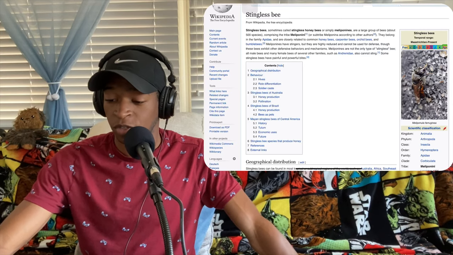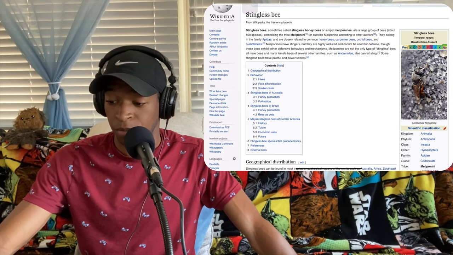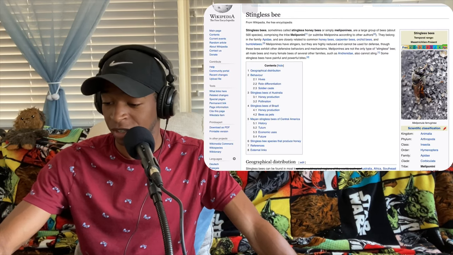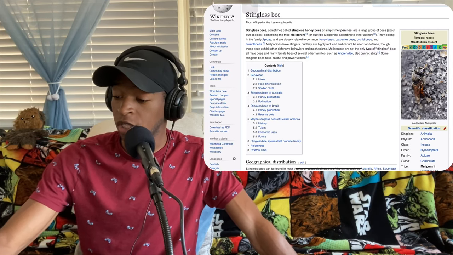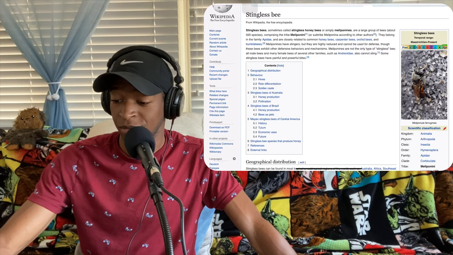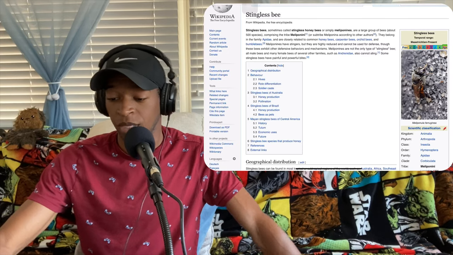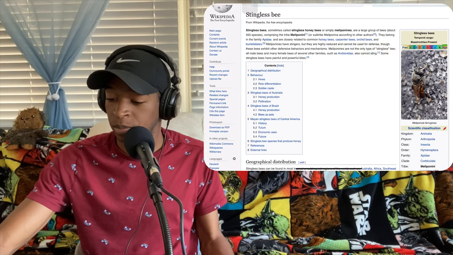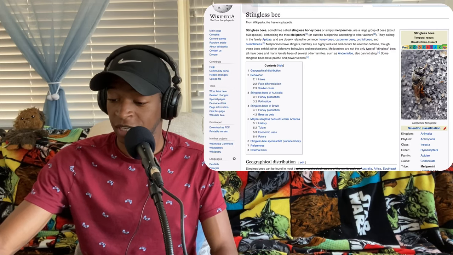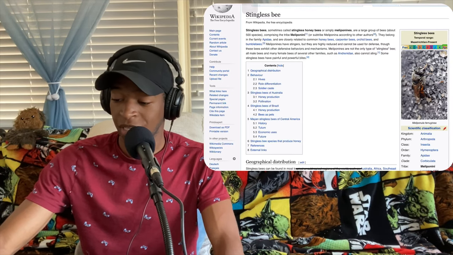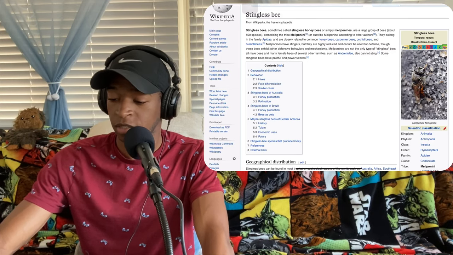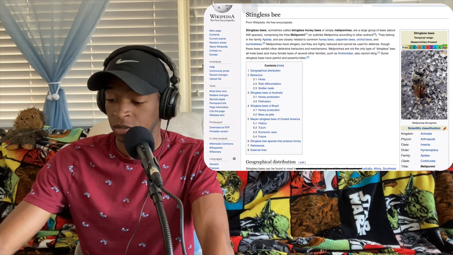Stingless bees, sometimes called stingless honeybees or simply meliponines. That is not simply. What do you mean, simply meliponines? I can barely pronounce that word. Are a large group of bees comprising the tribe Meliponini. Okay? They belong to the family Apidae and are closely related to common honeybees and other types of bumblebees. Meliponines have stingers, but they are highly reduced and cannot be used for defense, though these bees exhibit other defensive behaviors and mechanisms.